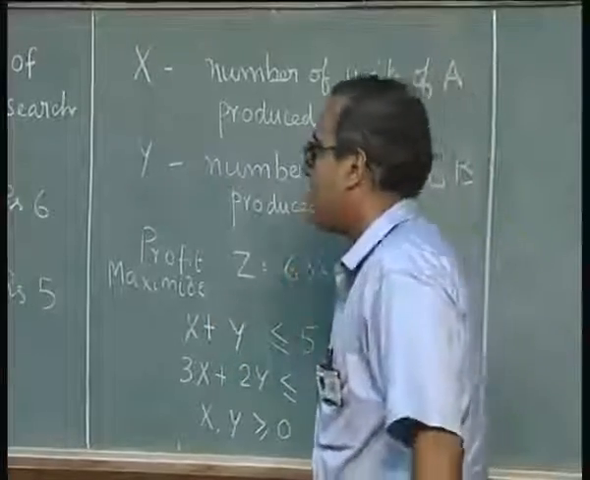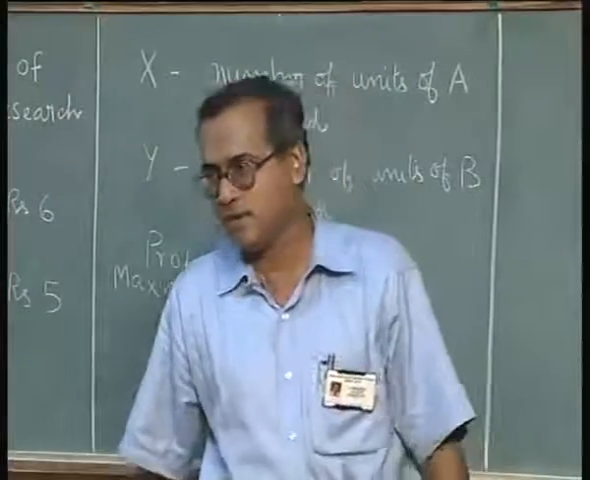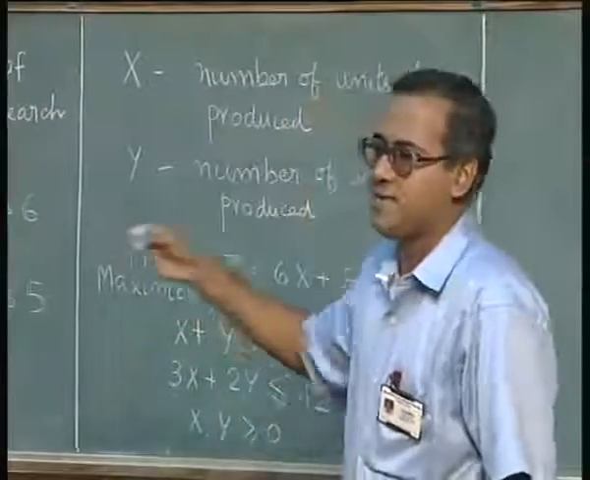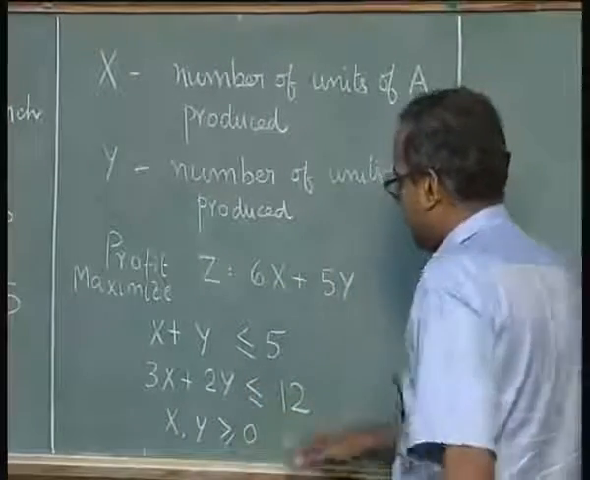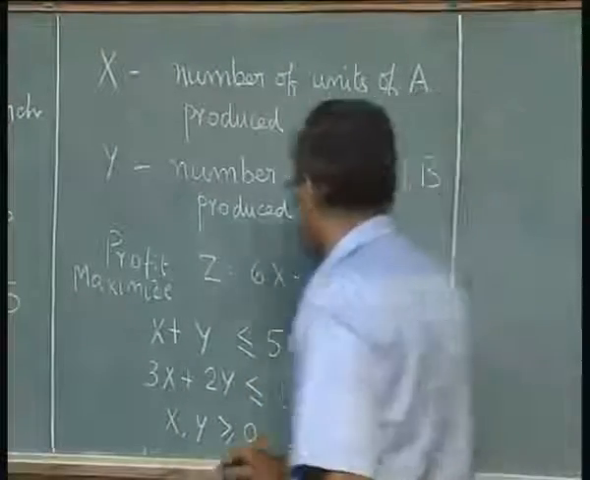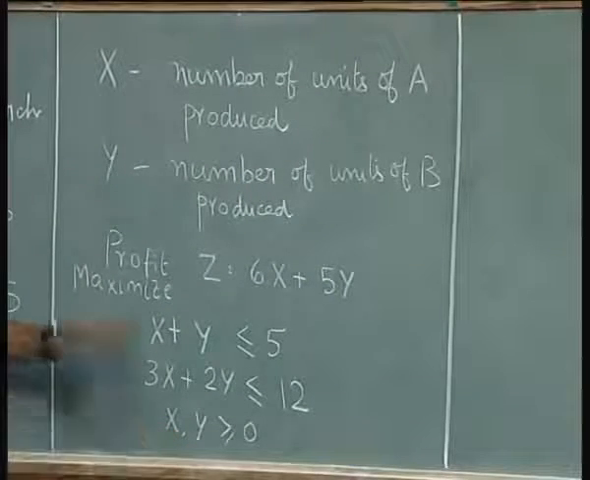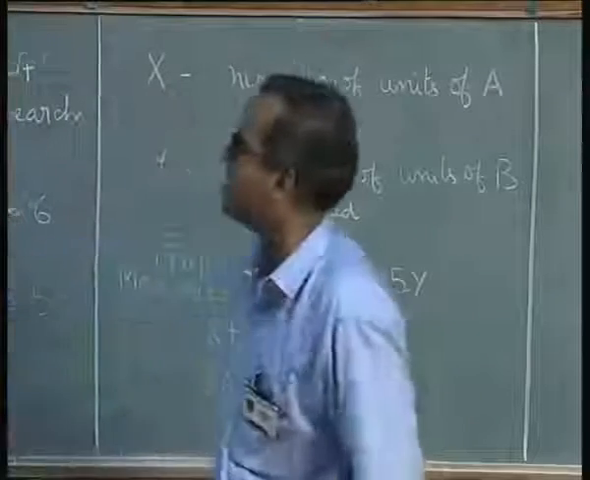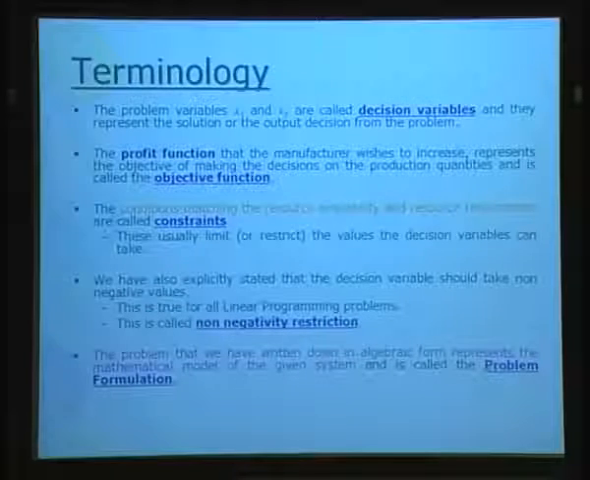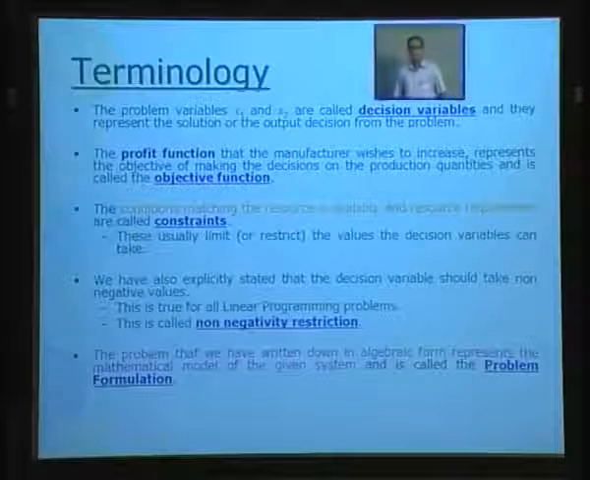And then in all linear programming problems, we will define what a linear programming problem is formally, we have to explicitly state that these decision variables must be greater than or equal to 0. So the four terms that we have introduced here are the decision variables, the objective function, constraints, and the non-negativity restriction.